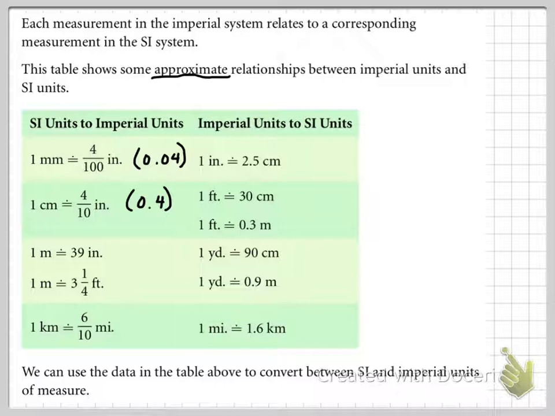1 foot's approximately 30 centimeters. 1 foot's about 0.3 meters. 1 meter is approximately 39 inches. And 1 meter is approximately 3 1/4 feet, which we can express as 3.25. 1 yard is approximately 0.9 meters. 1 kilometer is approximately 6/10ths of a mile. And 1 mile is approximately 1.6 kilometers. That's where we got our last one at. So 6/10ths of a mile could also be written as 0.6.